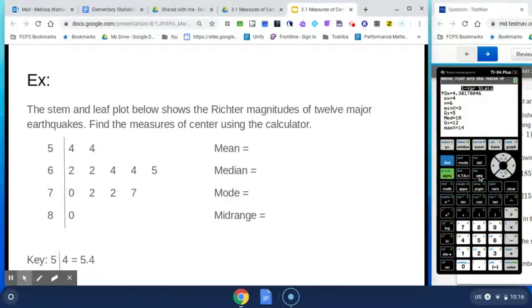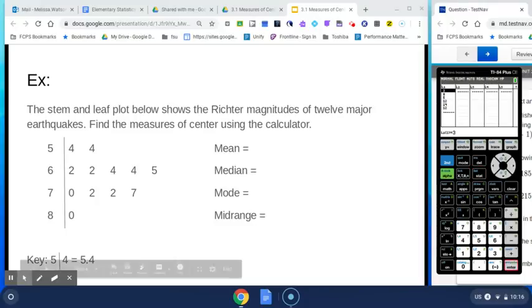Again, going to Stat and Edit. To clear the previous list, we're going to highlight List 1 and push Clear, Enter.